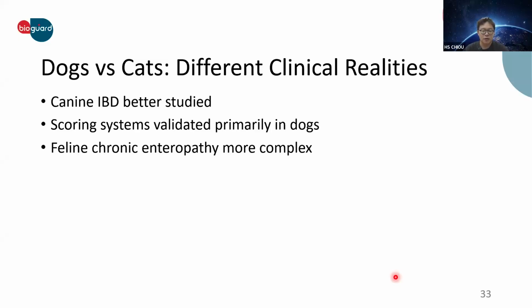So when interpreting feline biopsies, we need to be even more cautious. What looks like marked lymphoplasmacytic enteritis in a cat may not behave the same way as in a dog. Species matters, and uncertainty is higher in feline cases.